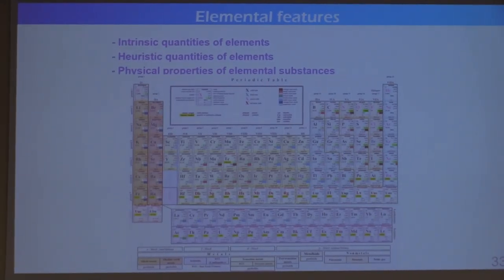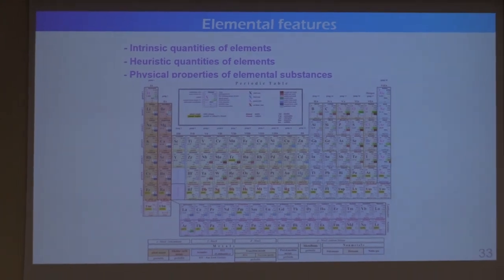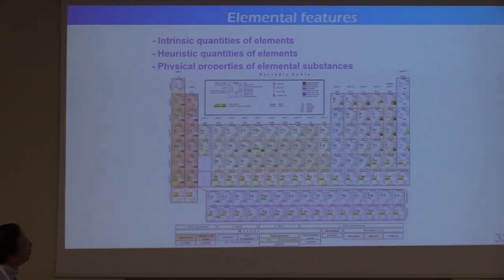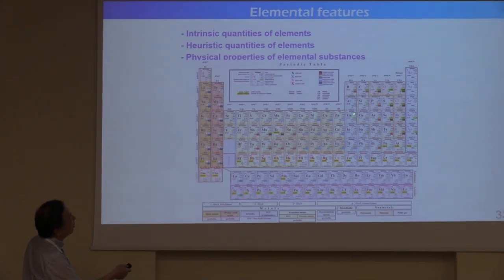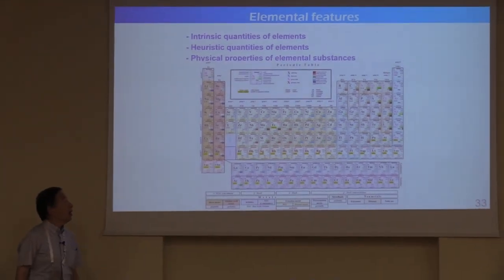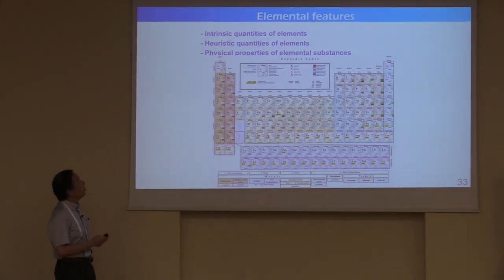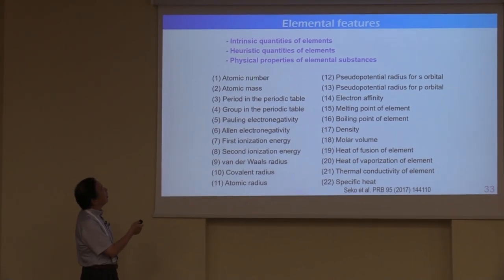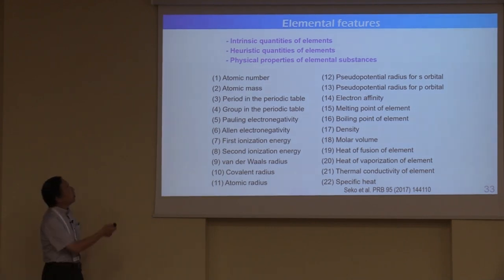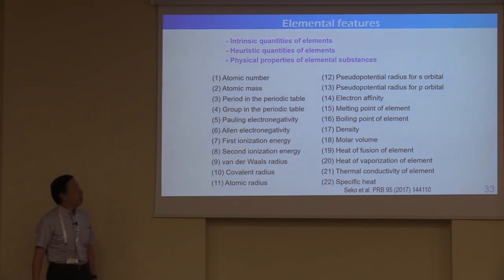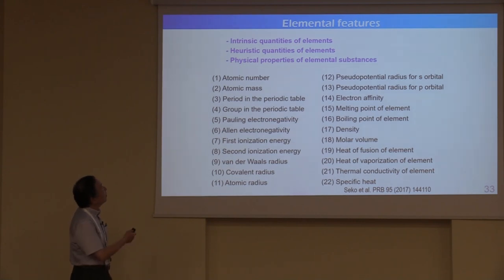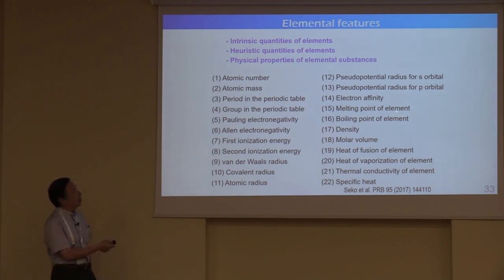For the elemental features, there are many different possibilities. If you look at a periodic table, like a wallpaper, there are many quantities or numbers corresponding to each element. There are intrinsic quantities of an element like atomic number and atomic mass, or heuristic quantities like Pauling electronegativity, Allen's electronegativity, ionic radius, and so on. There are also physical properties of elemental substances, sometimes the melting point of the element, the boiling point of the element, something like that.